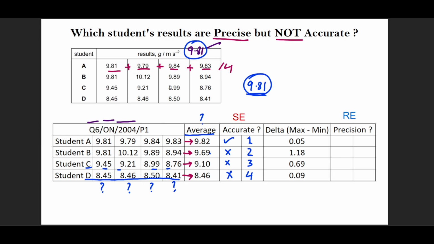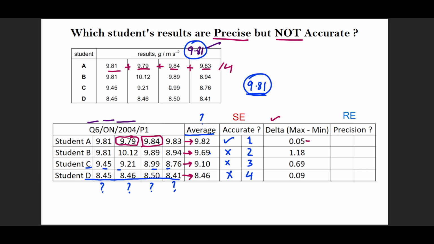Okay, let's move on to precision. What was precision? Precision was repeatability. Even if I'm getting the wrong answer, I don't care. But if I repeat the experiment, do I get the same answer? This is precision. Now for this, what we do is we calculate delta. Delta is the difference of the largest value minus the minimum value of the whole data set. So 9.79 is the smallest value and 9.84 is the largest value. If I subtract them, I'm going to get 0.05.